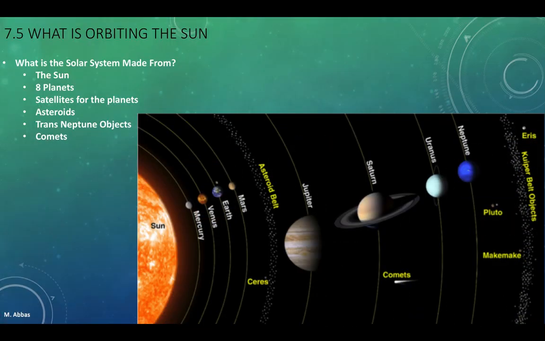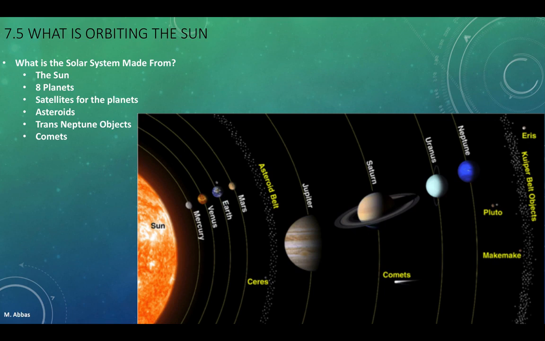Remember, if you want to talk about the solar system, you should talk about the components that make the system itself. The solar system is made from the sun, of course, which is the largest body in this system. It's also made from 8 planets, from Mercury all the way to Neptune. It's also made from satellites. When I say the word satellite, I mainly mean the moons of the planets. Earth has 1 moon, other planets have more moons than Earth, and so on.